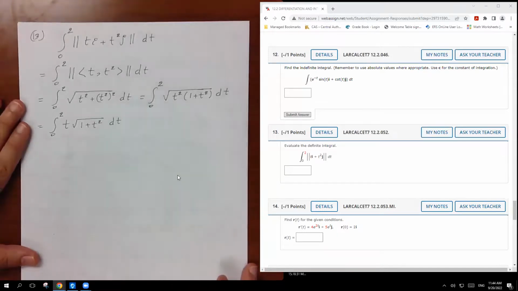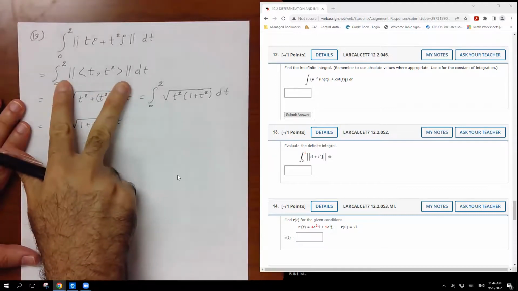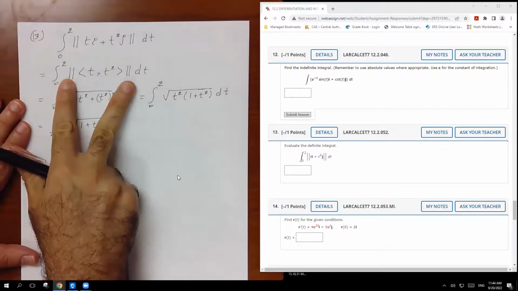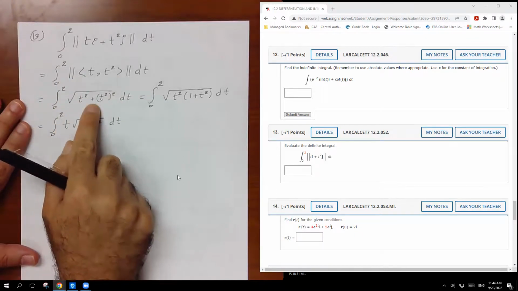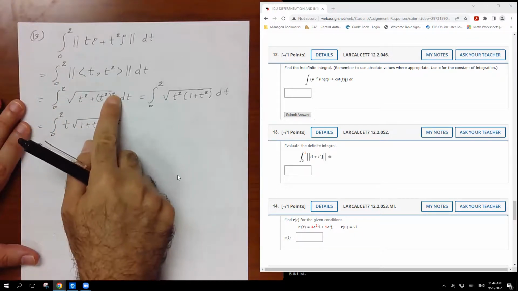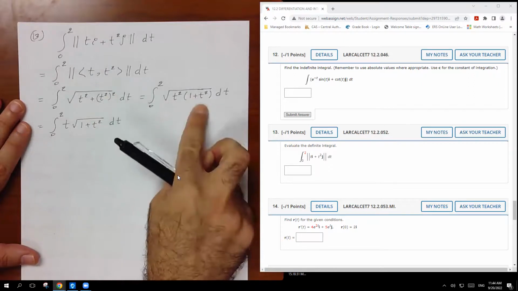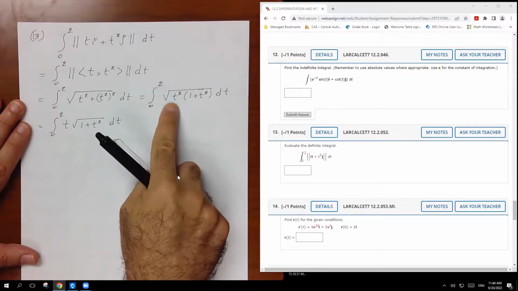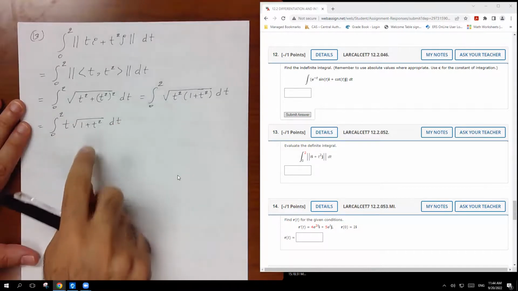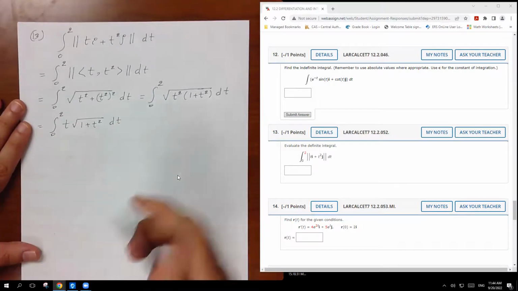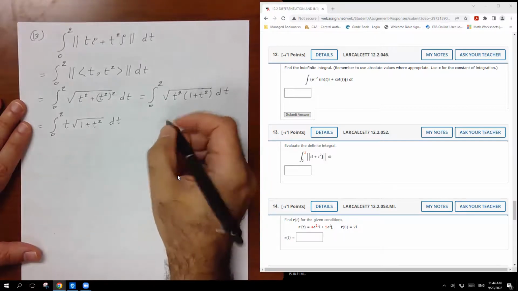We're going to go back to calculus 2. What we did here, we found the integral for the length of this vector, which is the square root of t squared plus t to the power 4. Then I take t squared as a common factor, and the square root of t squared is going to be t, and here is the left. On this part, how are we going to find the integral? We're going to find the integral by substitution.